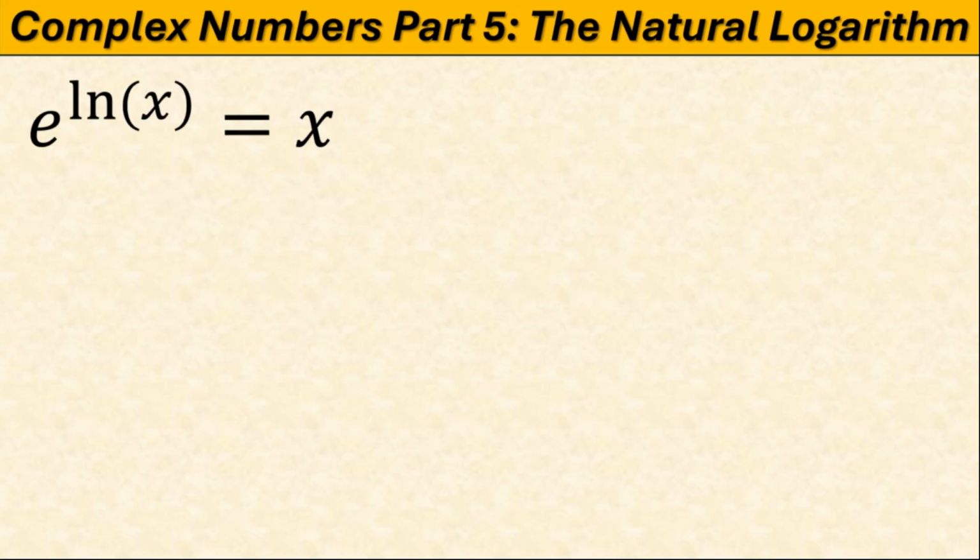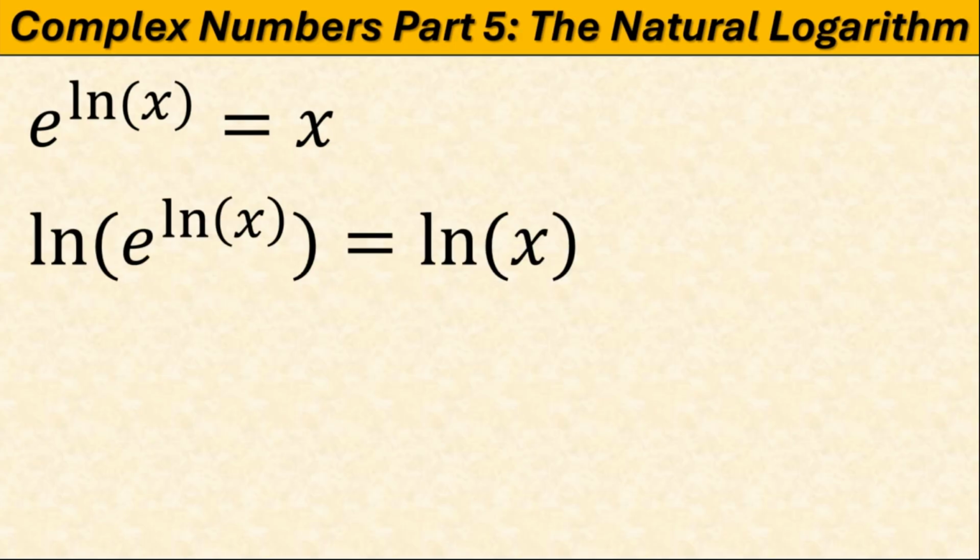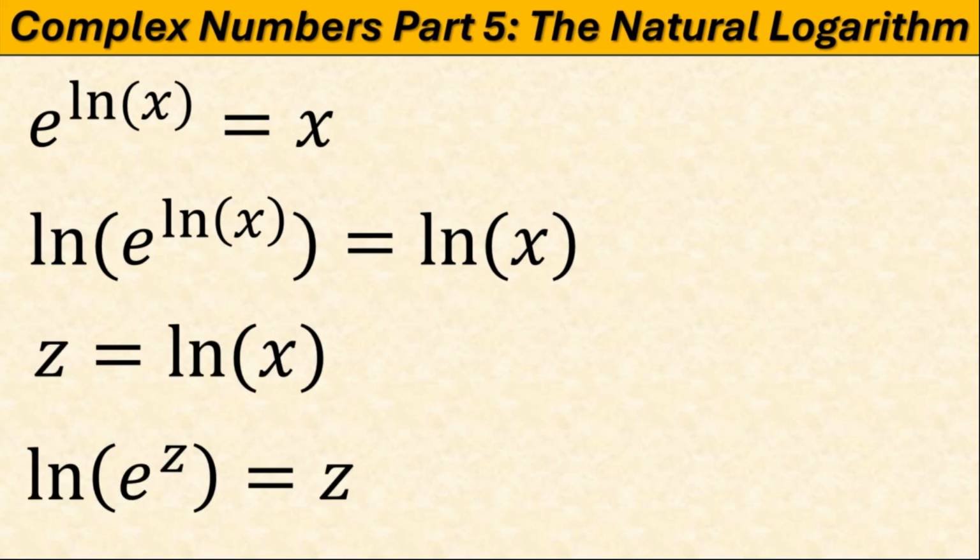What I'll do to explain why is go about proving it. Here we have the definition of the natural logarithm, which never fails to be true, that e to the natural log of x is x. Then what we can do is take the natural logarithm of both sides. Then let's call z equal to natural log of x. Substituting z into our equation gives that the natural log of e to the z equals z, and that is how we get our rule.